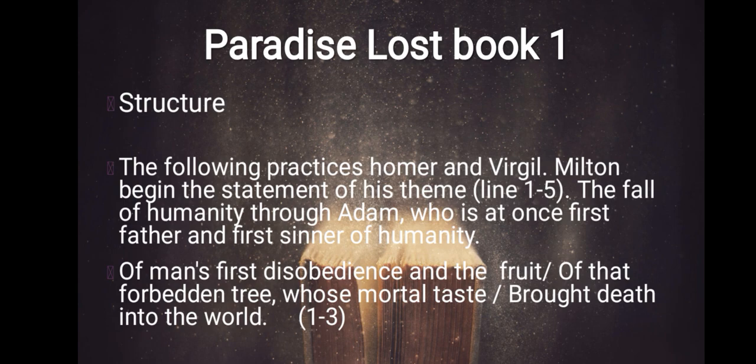Milton begins with the statement of his theme, lines 1 to 5: the fall of humanity through Adam, who is at once first father and first sinner of humanity. Of man's first disobedience, and the fruit of that forbidden tree, whose mortal taste brought death into the world. Lines 1 to 3.